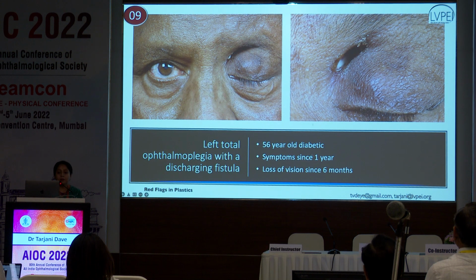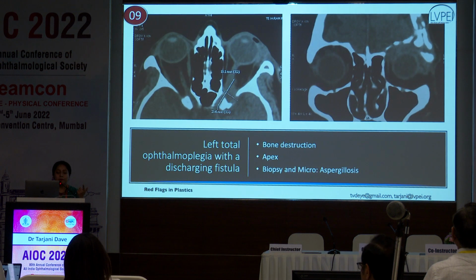Yet another case: when you see this sort of a discharging fistula, think of either a dermoid or a fungal cellulitis. In this patient, along with the discharging fistula, we had the picture of ophthalmoplegia. You see a complete ptosis over there. There was no motility of the eyes. So you should start thinking that there's something in the orbit more on the lines of fungal disease.